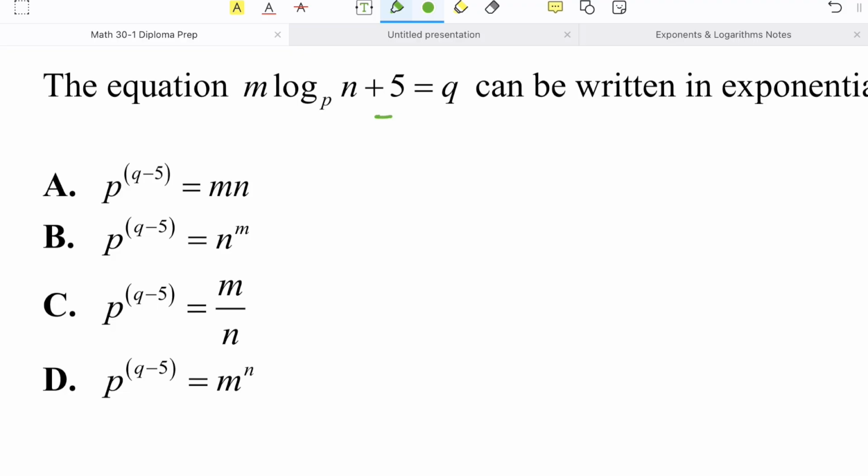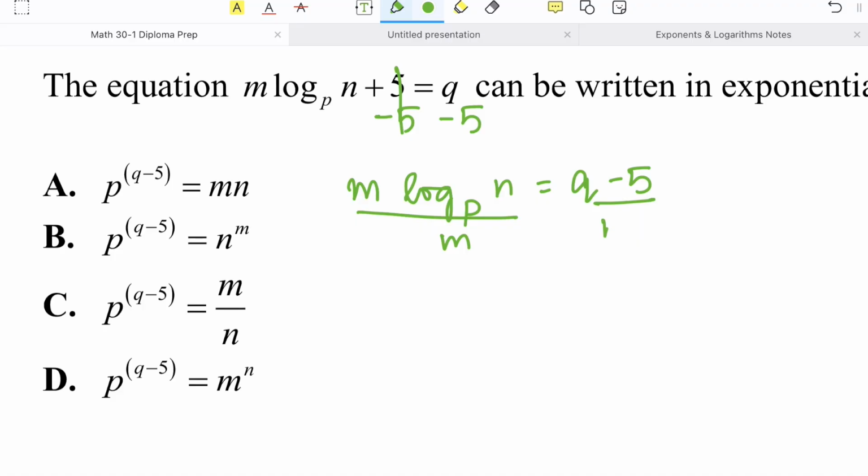Okay. So we'll subtract both sides by 5, which gives me m log base t of n is equal to q minus 5, because 5 minus 5 is 0. Now m is stopping me, so I'm going to get rid of m. M and m cancel. I have log base p of n is equal to q minus 5.